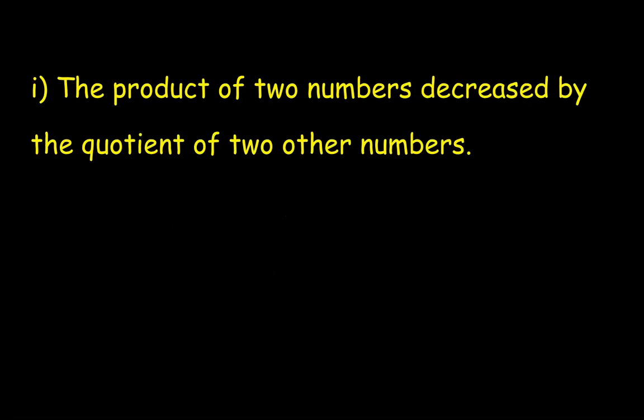The product of two numbers decreased by the quotient of two other numbers. Right, the product of two numbers, the product is the answer you get when you multiply two things together. The quotient is what you get when you divide two things. So the product of two numbers decreased by the quotient of two other numbers.